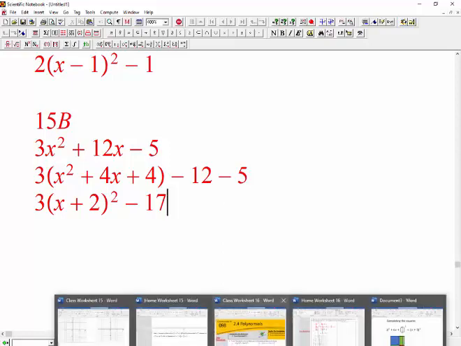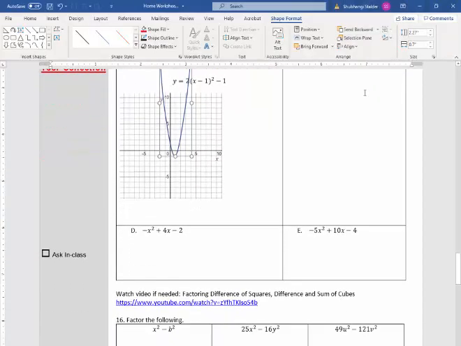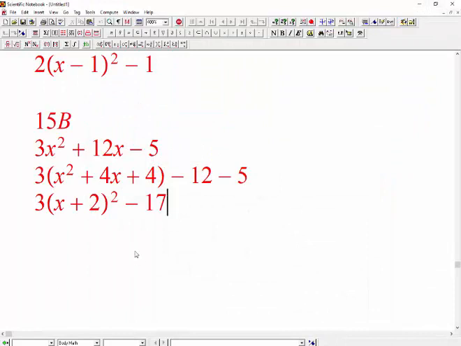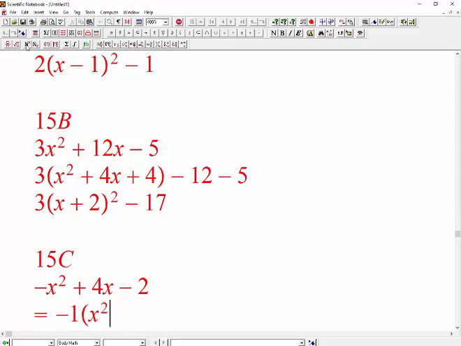Is there more? Let's see. There's 2 more, so let's see if we can do those quickly. All right, can you read 15c? Negative x squared plus 4x minus 2. Okay, all right. Go ahead, complete the square. So this time you just have to pull out negative 1. So it'll be x squared minus 4x. All right, tell me what to add here.